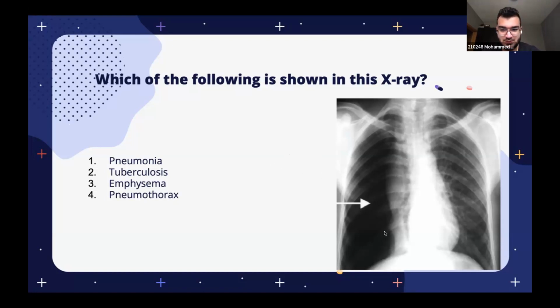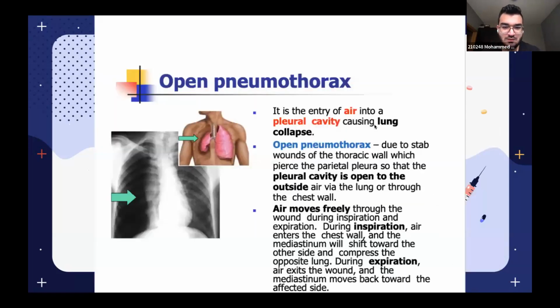Yes, perfect. So you can see that it's purely black. You don't see the lines of the lung itself. This is because it's all air. There is no lung here because the lung is collapsed. So all of this is air, so it's completely black. Okay. So it's a pneumothorax, which usually happens if there's a puncture wound or anything. So the pressure from the outside pushes the lung and causes it to collapse.